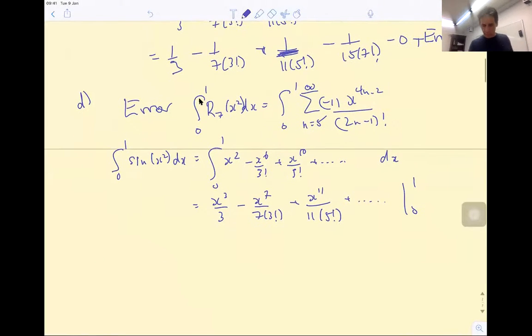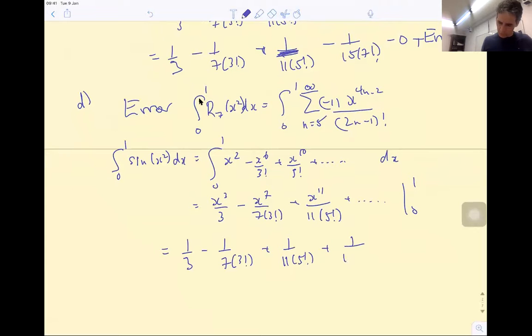Now that's important because the 1s mean all the x's to the different powers are 1, and the 0 means everything is going to give you a 0 when you put 0 in. So what we end up with here is a third minus 1 over 7 times 3 factorial, plus 1 over 11 times 5 factorial. The next one would have been 1 over 15 times 7 factorial, and that would have been subtraction. Sorry about that. The next one would be addition, and it would have been 1 over 19 times 9 factorial, and so on and so forth. And then, of course, the 0 is subtracting 0, so it's as if you're not subtracting it at all.